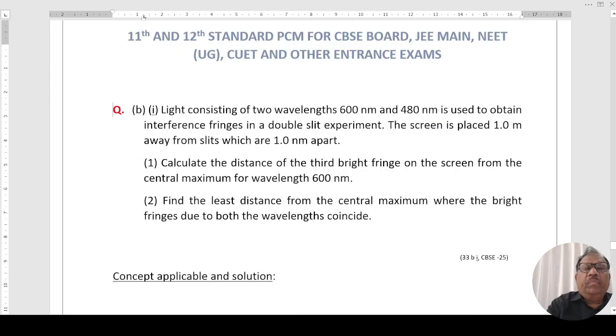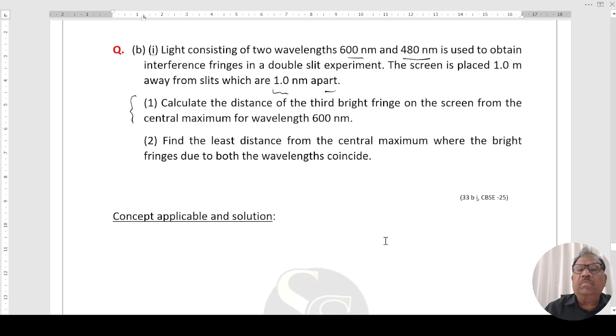The question is: light consisting of two wavelengths, 600 nanometer and 480 nanometer, is used to obtain interference fringes in a double slit experiment. The screen is placed 1 meter away from the slits, which are 1 nanometer apart. You have to calculate the distance of the third bright fringe on the screen from the central maximum.